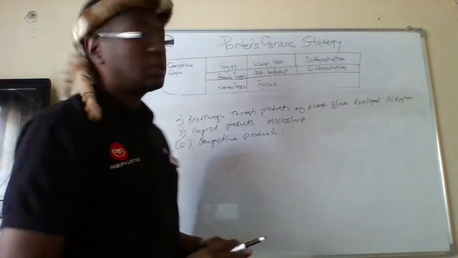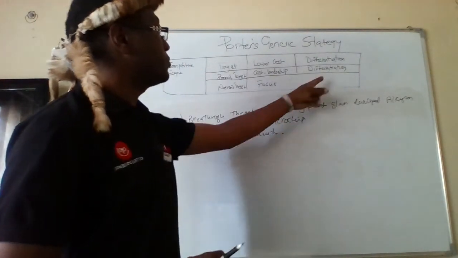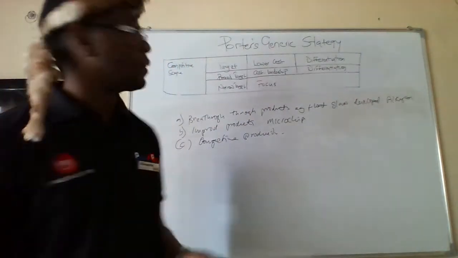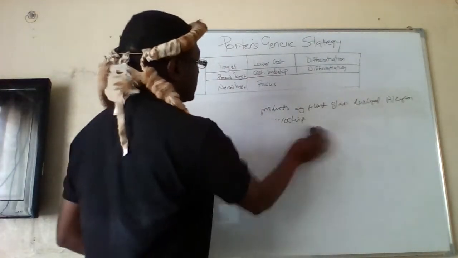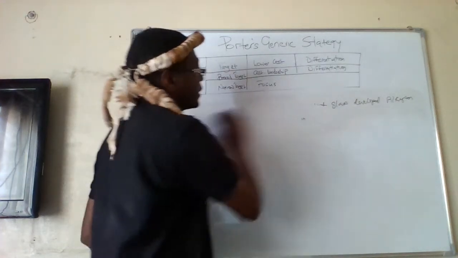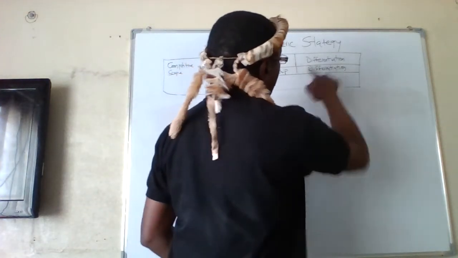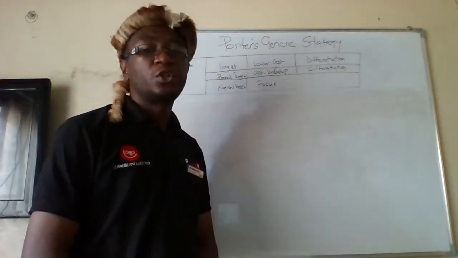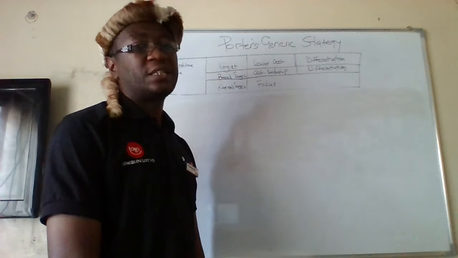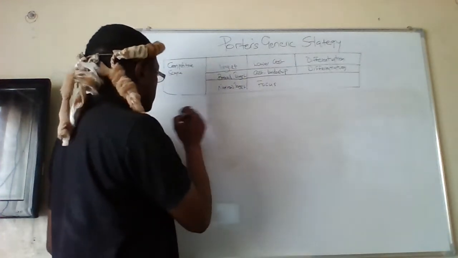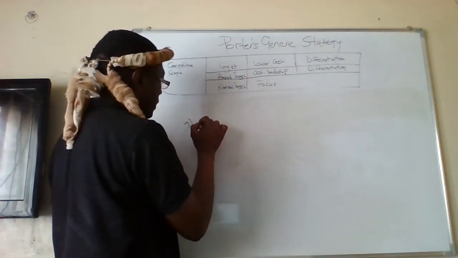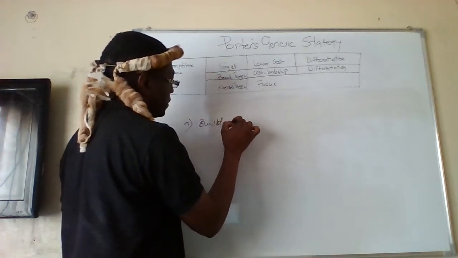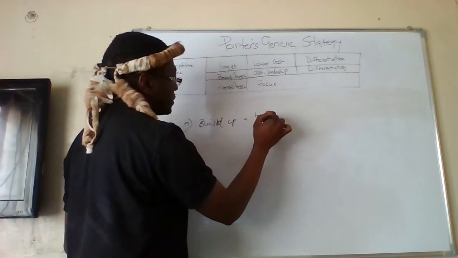Yeah, but let's look at how to differentiate. How do you differentiate, okay? We are looking at how you can get competitive advantage under a differentiation strategy. So how can you differentiate? One, you need to build up a brand image.